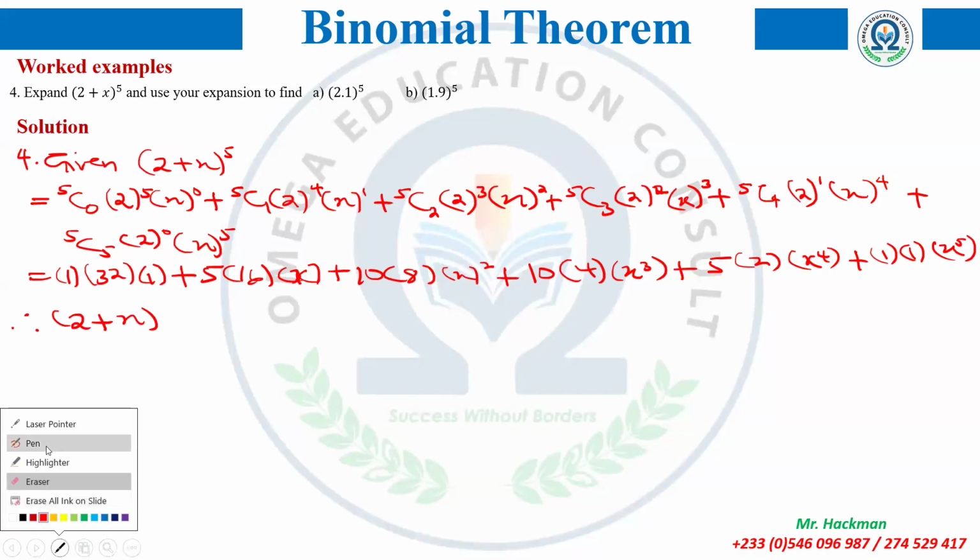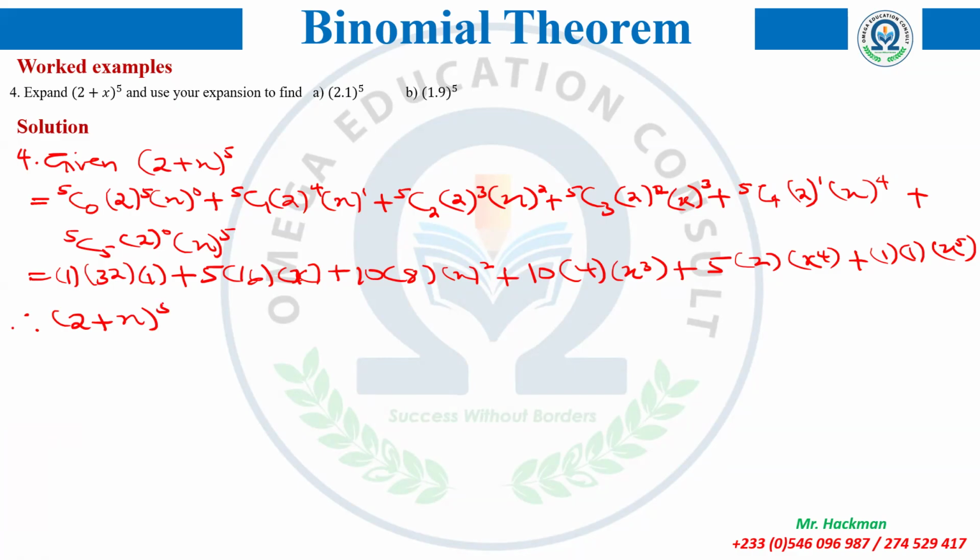All right, so now let's look at what we have there. So that will give us what? 5. Then this will be equal to, so let's go, 32, right? Then plus 80x, then plus 80x squared, then plus 40x cubed, then plus 10x to the power 4, then plus x to the power 5. All correct.